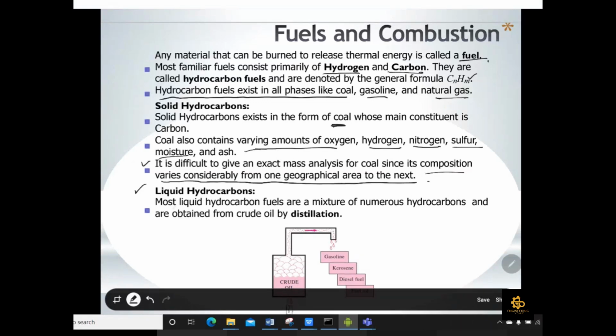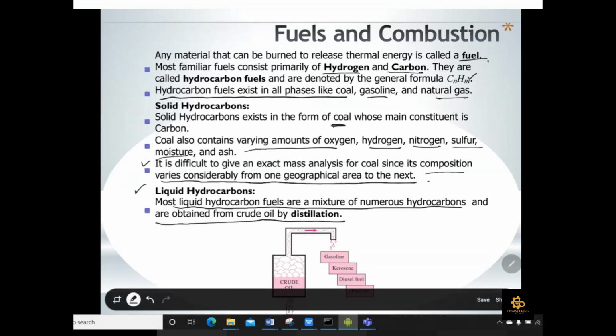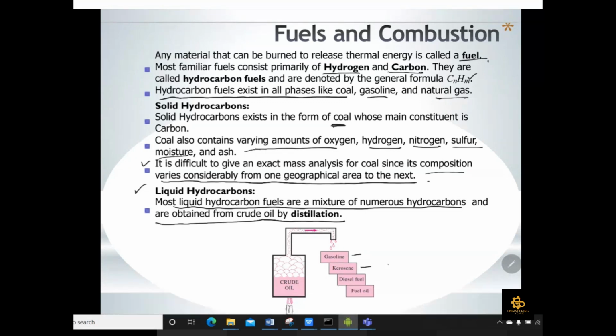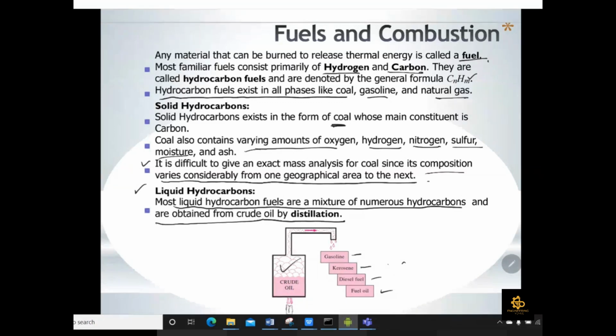Most liquid hydrocarbon fuels are a mixture of numerous hydrocarbons and are obtained from crude oil by distillation. Distillation basically means that we have to separate different hydrocarbons from the crude oil, and that distillation takes place at different temperatures. As we move through the different temperatures of distillation, in the first stage we get the gasoline, in the second stage we get the kerosene, then there is diesel fuel, and then fuel oil. These sources, gasoline, kerosene, and diesel, come from the crude oil by the distillation process.